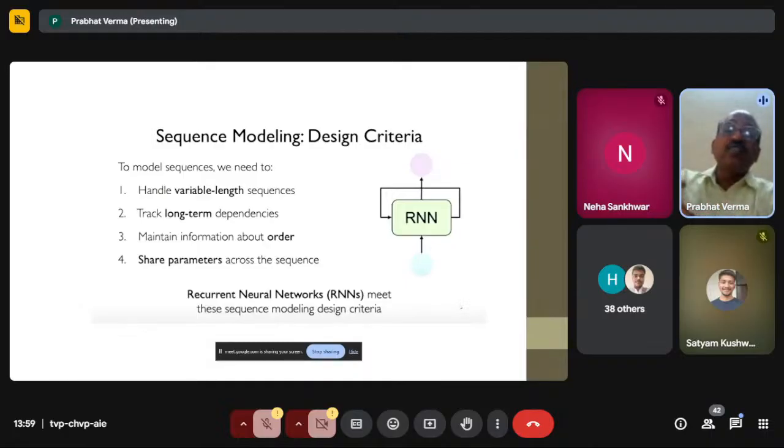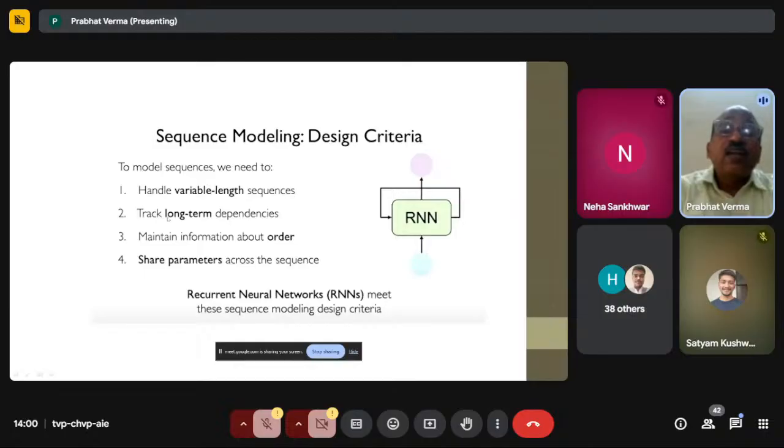So to model sequences, these 4 conditions should be met. First, it should be able to handle variable length sequences. That is, not only fixed length sequences; your input can be of any size in the time frame, right? Because it is a sequence, it can be a variable length sequence. So that should be ensured.